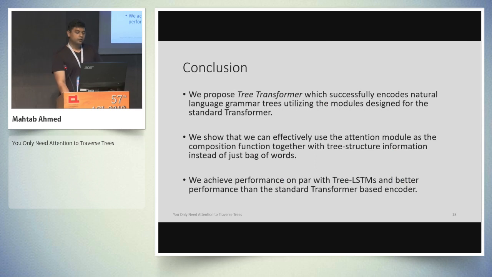So in this paper, we proposed a tree-based transformer which can successfully encode the natural language grammar trees utilizing the modules designed for the standard transformer. And you can also use the attention module as a composition function with the grammatical information rather than just a bag of words. So you can actually formulate the grammars. And the performance we achieved was on par with the tree LSTMs, and it's better than the transformer-based encoders. Thanks.